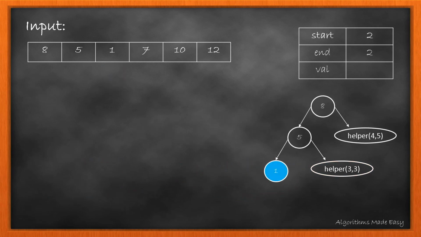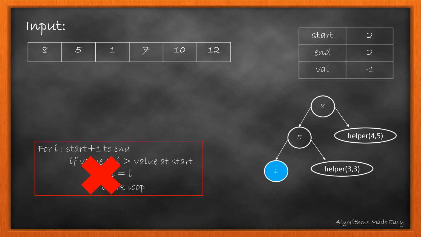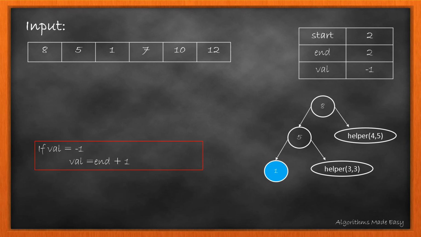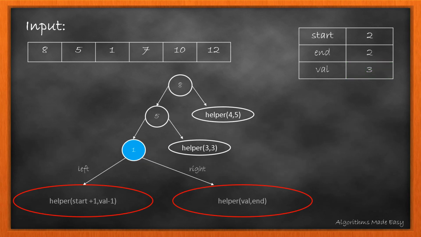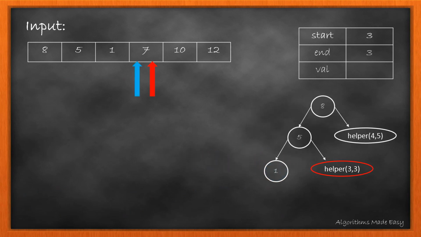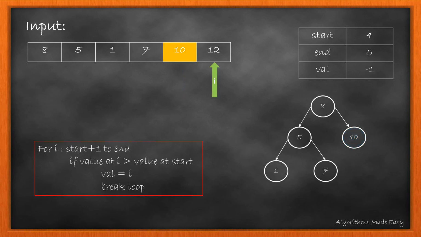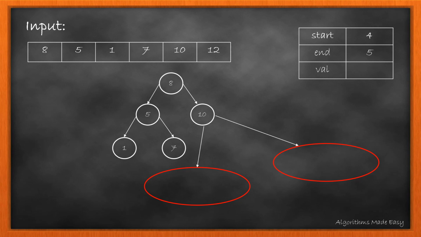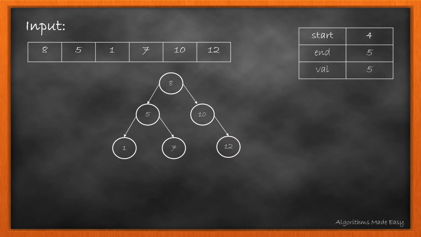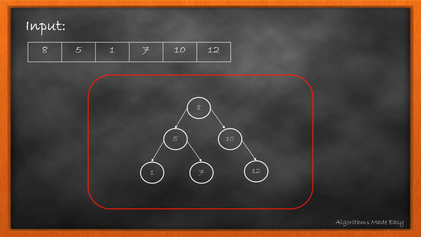For helper 2, 2, we will find 1 as the root. And as loop is from 3, 2, it won't execute. So we update val to end plus 1, that is 3. Calling left and right subtree, both trees have start greater than end, so they will return null. Similarly, we will solve the right tree of root 5 and it will return 7. This will be our final tree.